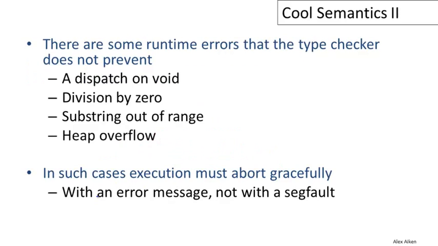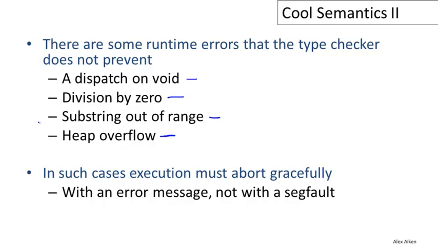Now, there are some runtime errors that the type checker doesn't prevent, however, and in Cool, there are 4. One is a dispatch to void, another is division by 0, you could have a substring index that's out of range, or you could run out of memory. You could try to allocate a new object and not have enough space for that. And in such cases, the execution has to abort gracefully, and that means with an error message, not just with a segmentation fault or some other kind of hard crash. And in the manual, there are some guidelines as to what a correct Cool implementation should do in these 4 situations.